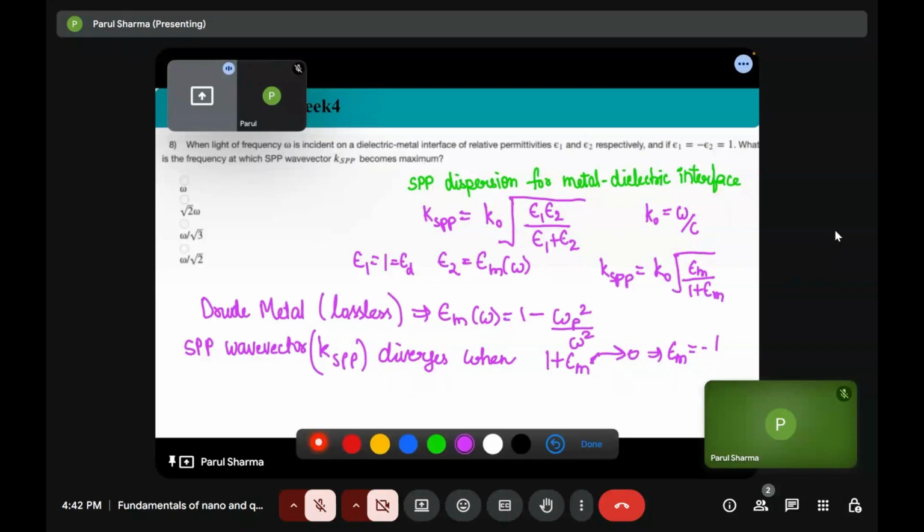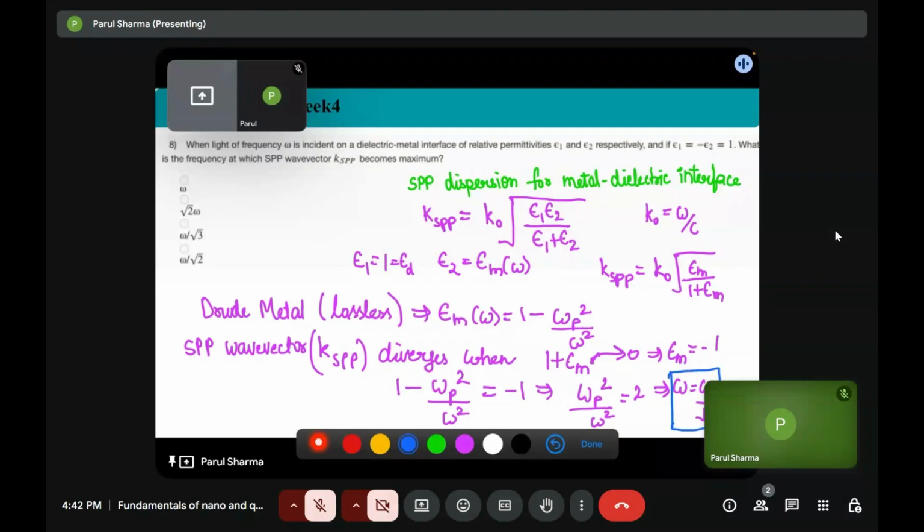So we can substitute the value: 1 minus omega p square over omega square is equal to minus 1, and omega is equal to omega p by root 2. So this is the frequency at which the surface plasmon polariton wave vector becomes maximum.